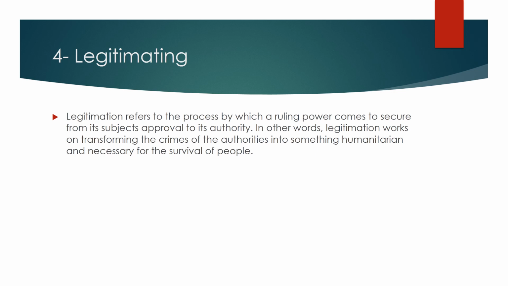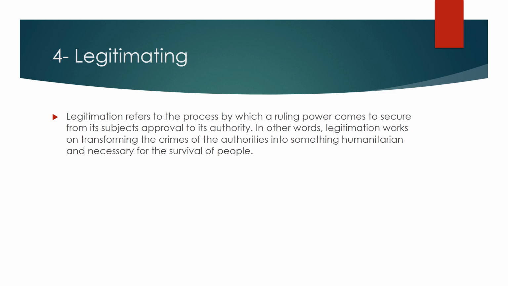Legitimation refers to the process by which a ruling power comes to secure from its subjects approval to its authority. In other words, legitimation works on transforming the crimes of the authorities into something humanitarian and necessary for the survival of people. Number four and number three, they are so close to each other, okay?